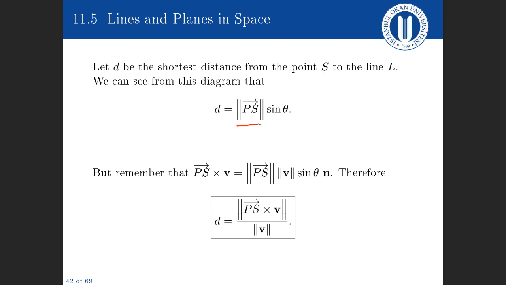Both equations have the norm of PS in. Both equations have sine of theta in. The second equation has n in, but that's a unit vector. And remember, the norm of a unit vector is always equal to 1, so that will disappear when we take the norm. Combining these together, we get the formula that we're going to be using. The distance from the point S to the line L, that's the line passing through the point P, parallel to the vector V, is the norm of PS cross V divided by the norm of V.